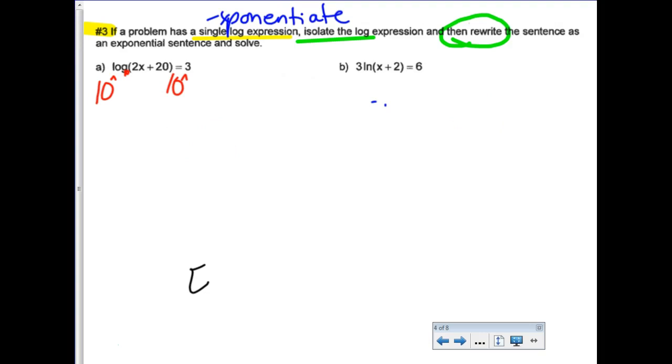You have 10 raised to the log, oh gosh, my cursor's gone, and now I don't know where I'm writing. Hold on. Arg. We'll probably get to the end of the lesson, and now it doesn't work.